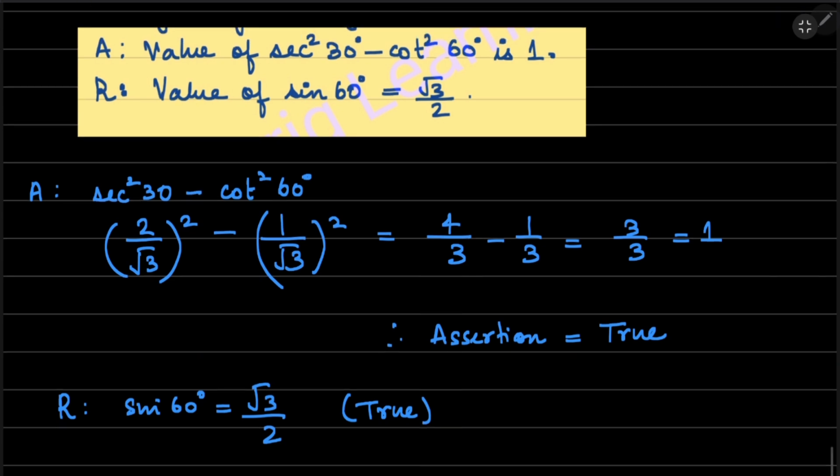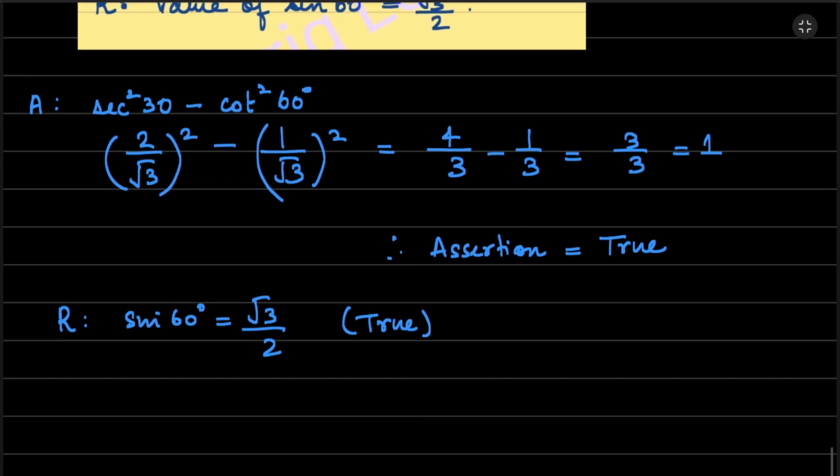But is the reason the correct explanation for A? No, not at all. There is no relation. It's not a correct explanation for A. So what would you write?